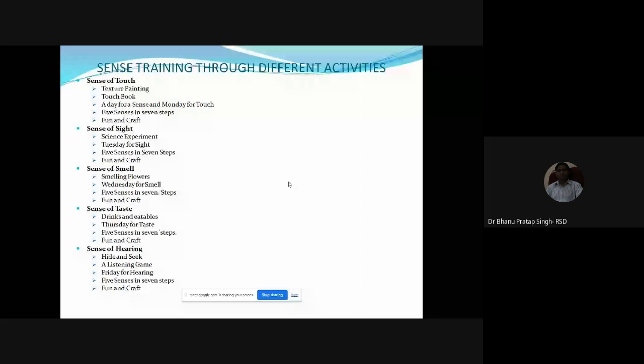As a teacher, you were observing day after day all that. Next day, we should make a plan for sense of sight, then sense of smell, then sense of taste, and sense of hearing. So these are the five different senses, and accordingly the activities are given in the slides. And as a teacher, we divide them into days.